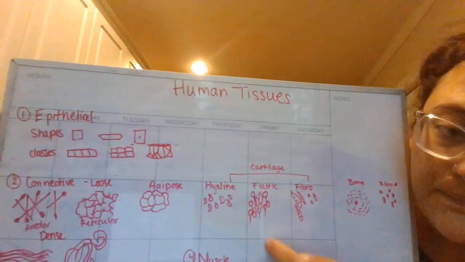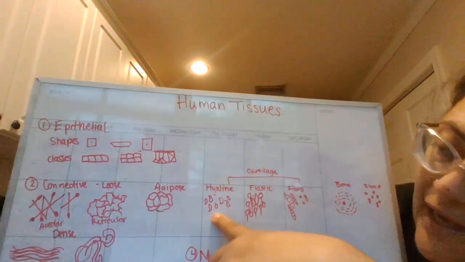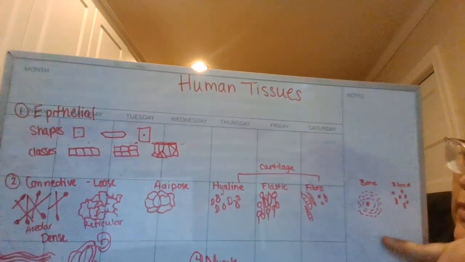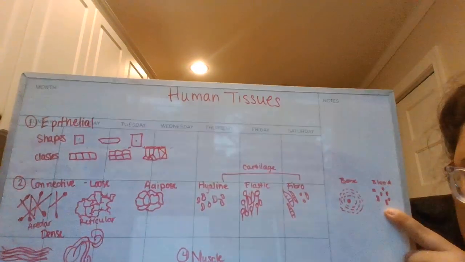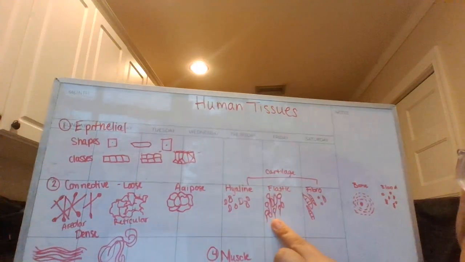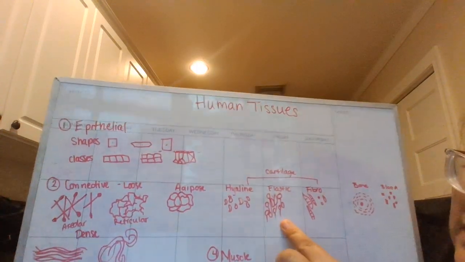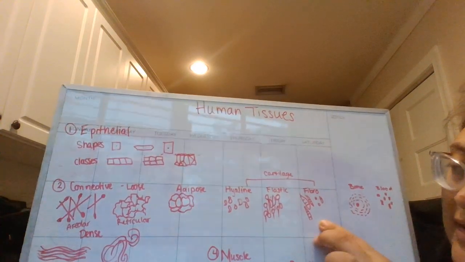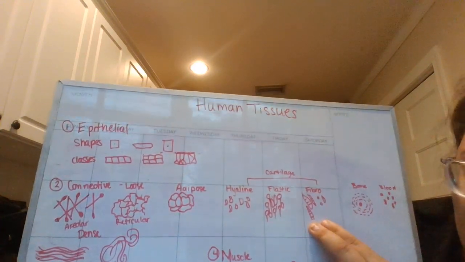I'm going to switch this over to this side. So this is called hyaline. Hyaline kind of looks more like blood cells. So blood cells are over here. Like I said, it's a connective tissue. And then there's also elastic. Elastic cartilage is actually what's found in our ears. And then this is fibro. It has different cell shapes in the middle of it.